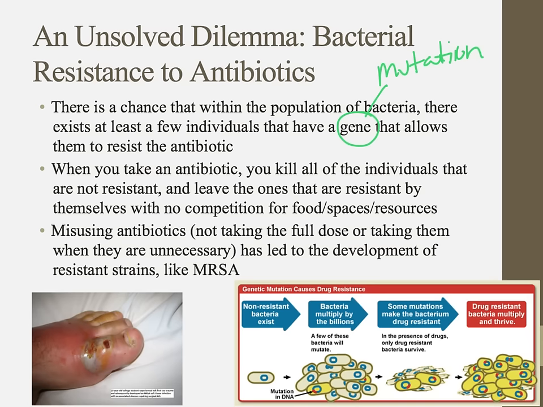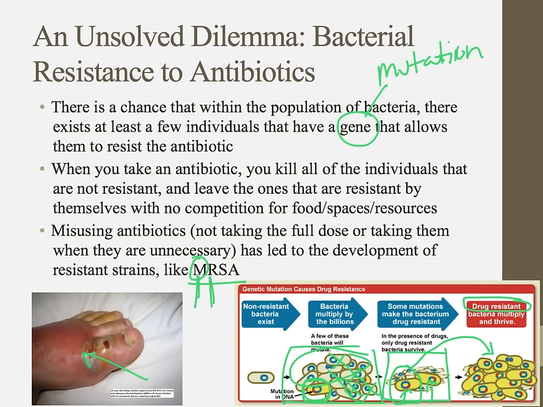So they have some form of a gene, could be a mutation, that allows them to resist the antibiotic. Within a population of bacteria, I might have a couple of them that have a special gene that allows them to just resist that antibiotic. When you take an antibiotic, you're going to kill all of the weaklings, all of the ones that don't have those genes. What you're going to leave behind are the resistant ones, but now these resistant ones don't have to compete with the other guys for food or space or resources. Because they're not competing, they're going to replicate and replicate and replicate. So now I have a whole population of bacteria that are all resistant to that antibiotic, and that is not a good situation. That's how we end up with things like MRSA, methicillin-resistant. Methicillin is a type of antibiotic.